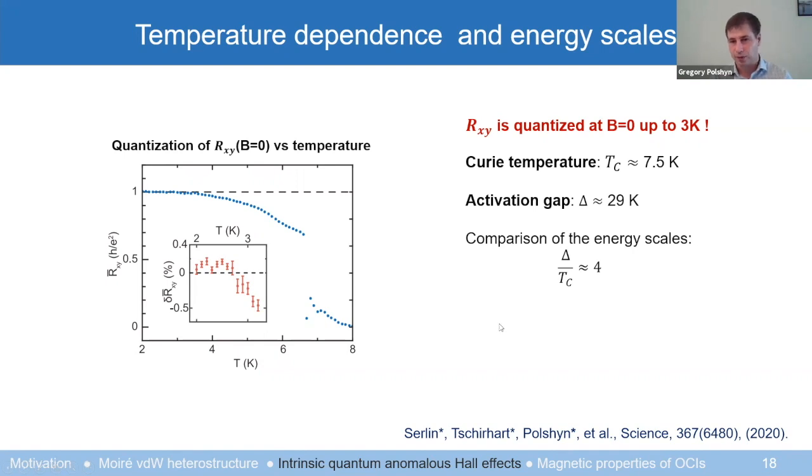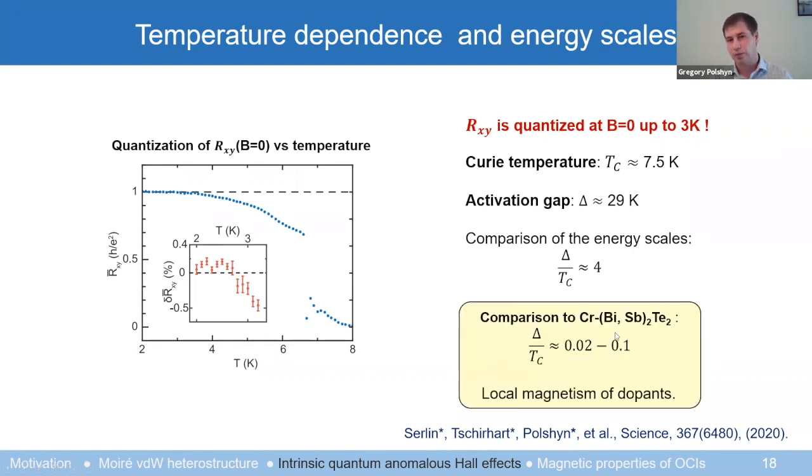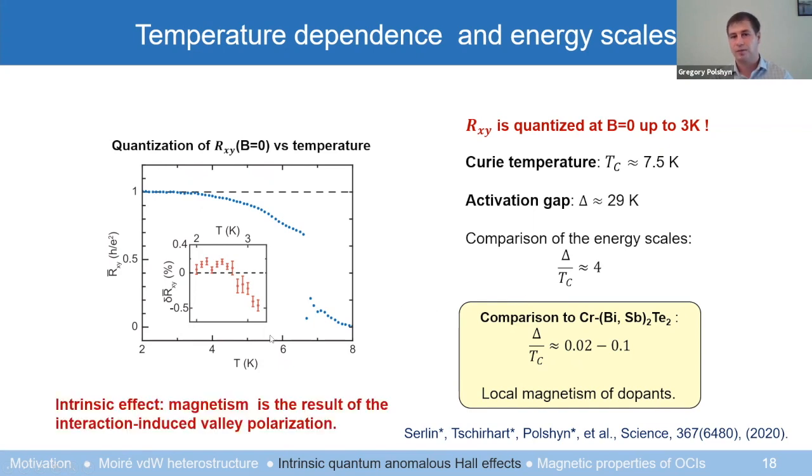This is quite interesting because, for example, in magnetically doped topological insulators, the situation is exactly the opposite. The activation gap is typically only 2 to 10% of the Curie temperature. There it happens because in that system, the magnetism is local magnetism of dopants. It's essentially extrinsic magnetism. So the observation of such a reversed hierarchy of energy scales in twisted bilayer graphene confirms the intrinsic nature of the effect, that magnetism in this case is the result of interaction-induced valley polarization.